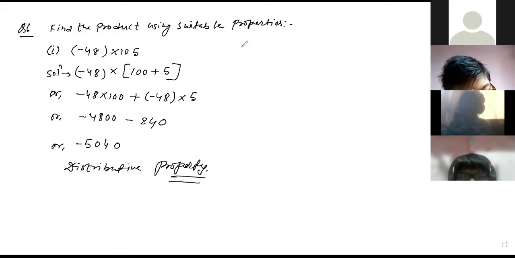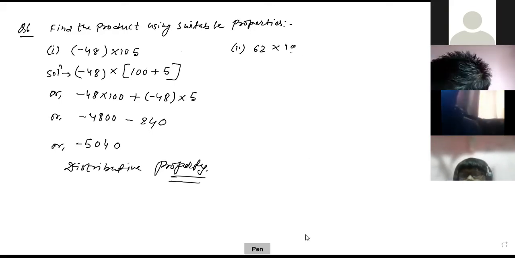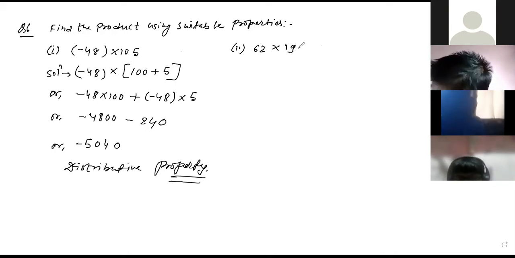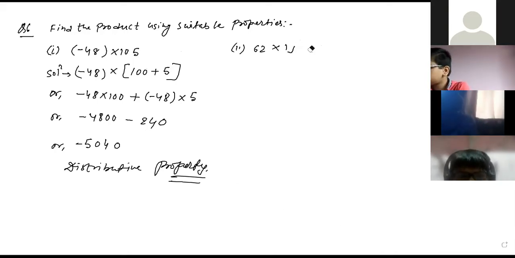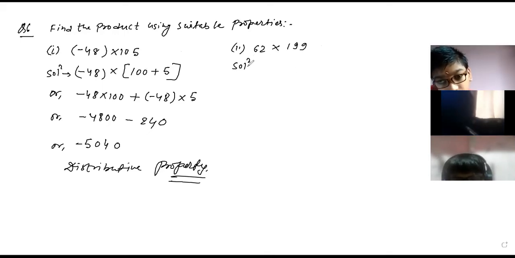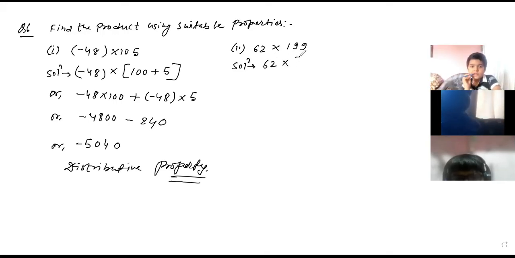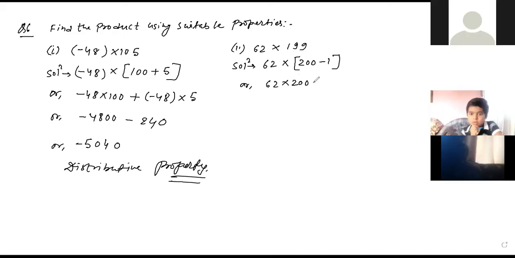Now see, in question number 2, 62 into 199. Again, tell me which part is easy to break. 199. Not 100 plus 99, just take the nearest value. 200 minus 1 is easier than 100 plus 99. So 200 minus 1. Now 62 into 200 minus 62 into 1.